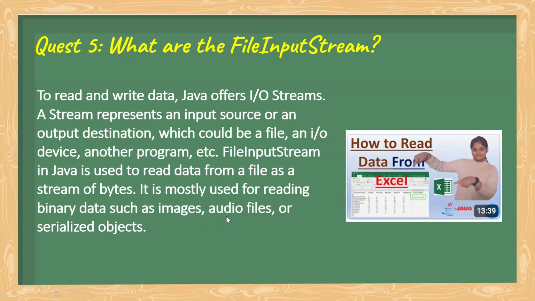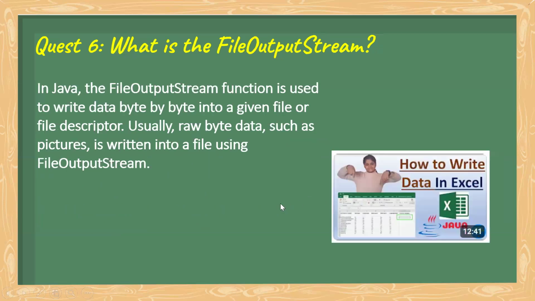Again, if you want to get into detail, you can watch this video on how to read data from Excel. Next, the sixth question is: what is FileOutputStream? I told you, if you want to read the data, you use FileInputStream. But if you want to write or update some data in your file, in that case, you use FileOutputStream. It is used to write data byte by byte, taking the data and saving it in your file. Usually raw byte data such as pictures is written into a file using FileOutputStream. You can watch this video.